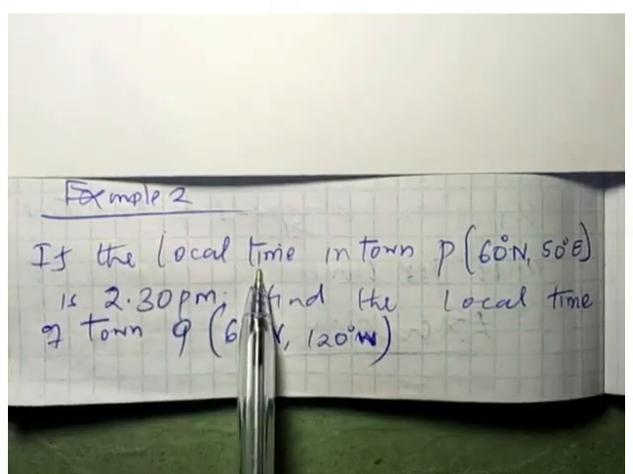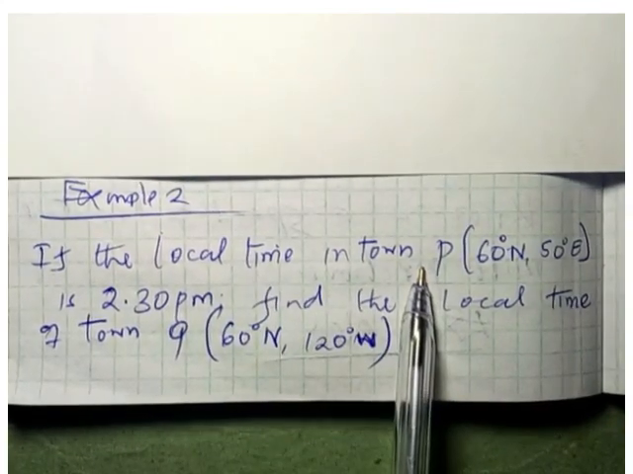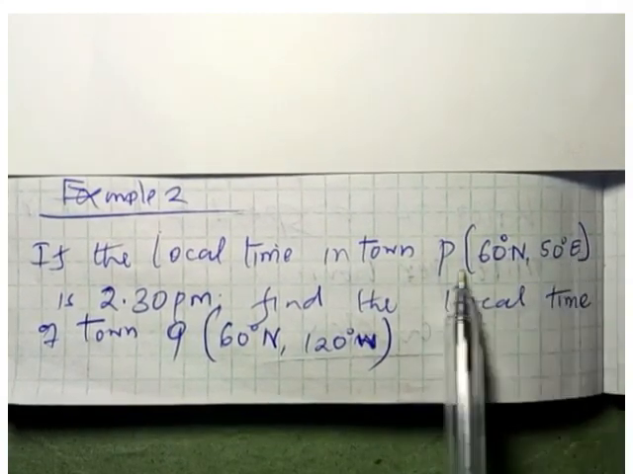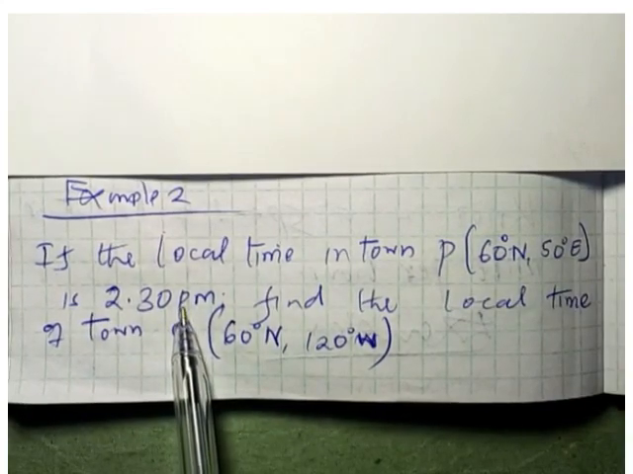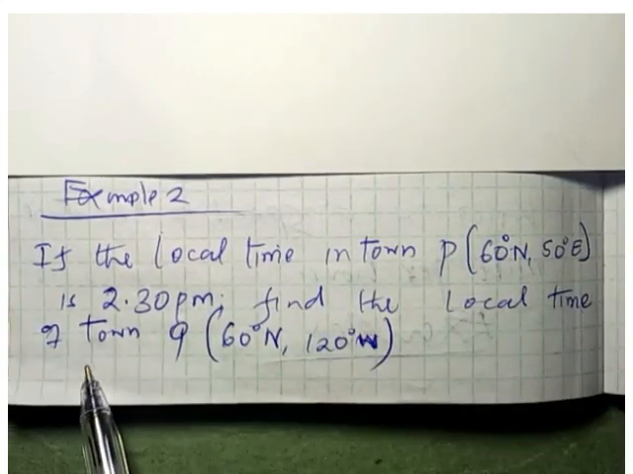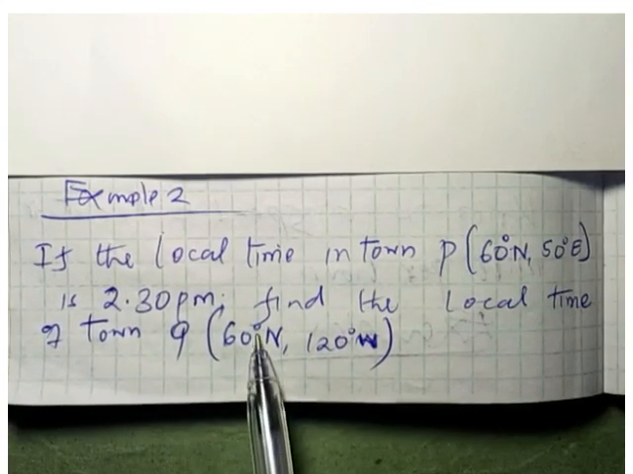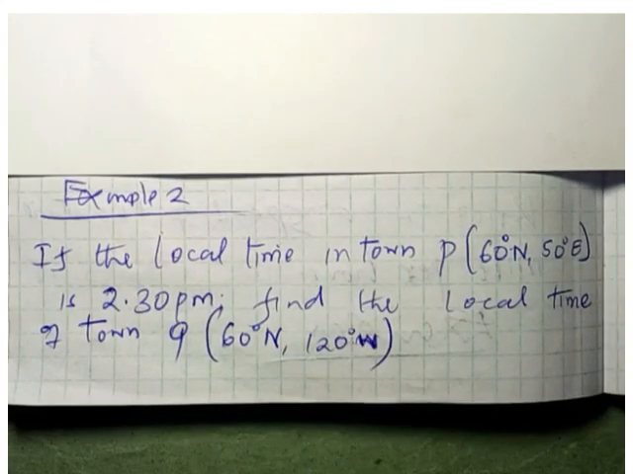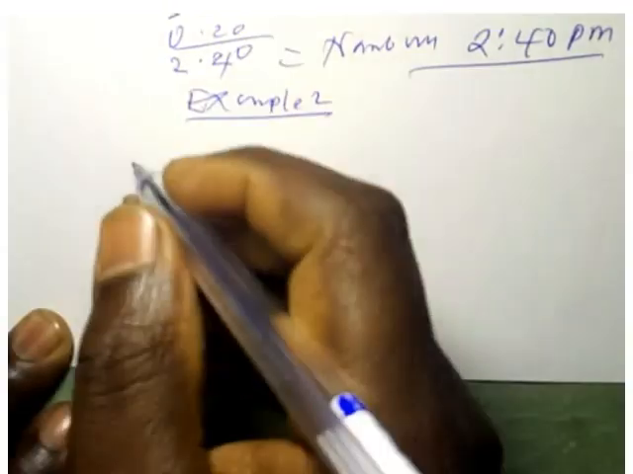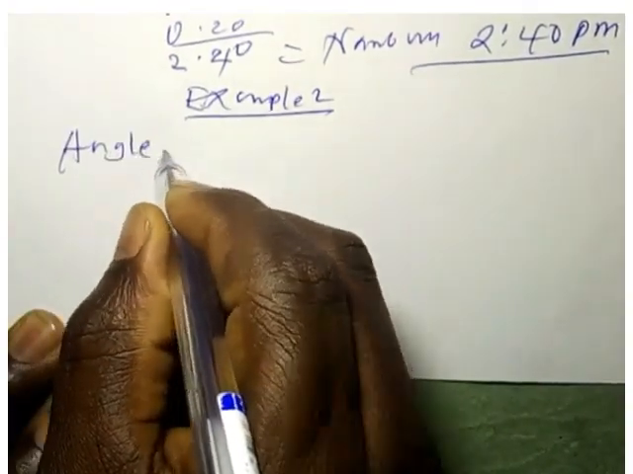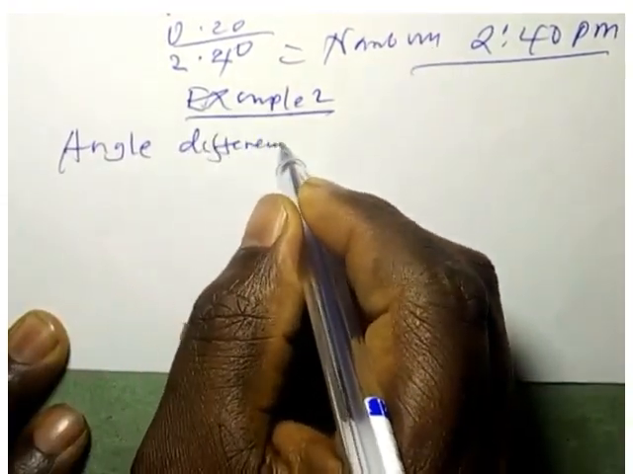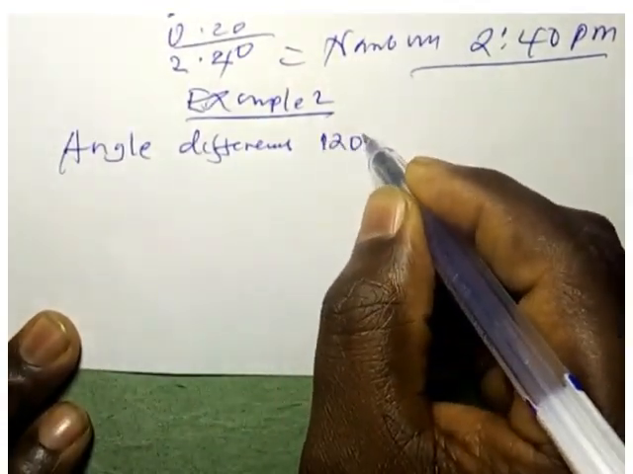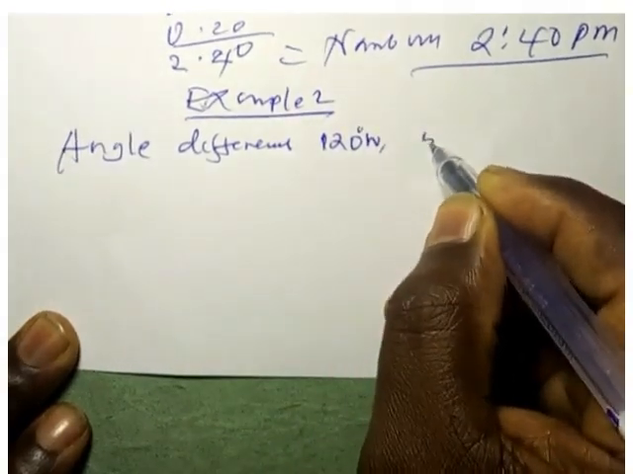If the local time in town P, 60 degrees north, 50 east, is 2:30 p.m., find the local time of town Q, 60 degrees north, 120 west. So the angle difference along the longitudes is 120. Remember, we have 120 west and then 50 east.